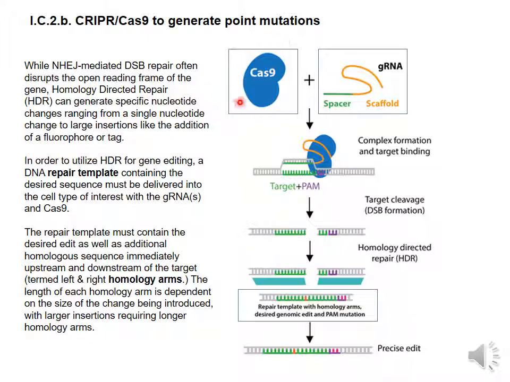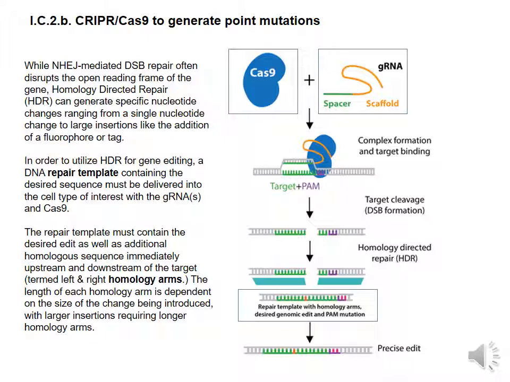We will need the Cas9, we will need the guide RNA fused to the spacer, which contains the target sequence where we want to make a point mutation or introduce any additional element. And then the third element will be a repair template. This repair template must contain a desired mutation or point mutation, and it also has to contain additional homologous sequences immediately upstream and downstream of the target.